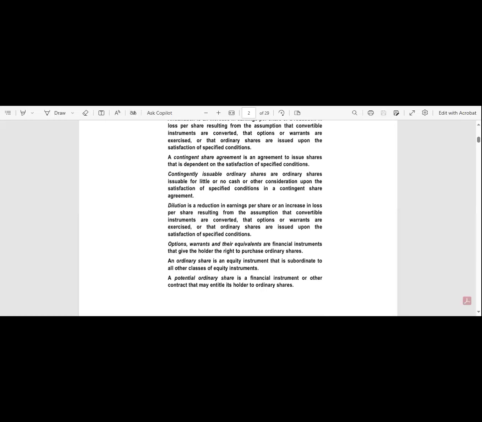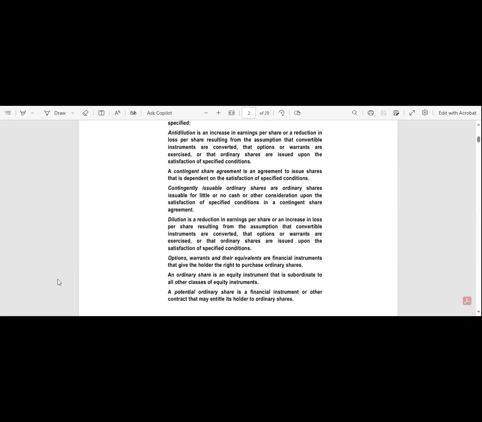That means some of the bond instruments, option instruments, warrant instruments are converted after the maturity period into ordinary shares. And because of that, the number of shares increases. That means the denominator in the formula EPS is equal to net profit divided by number of shares increases, and because of the dilution, there is a reduction in the earning per share.